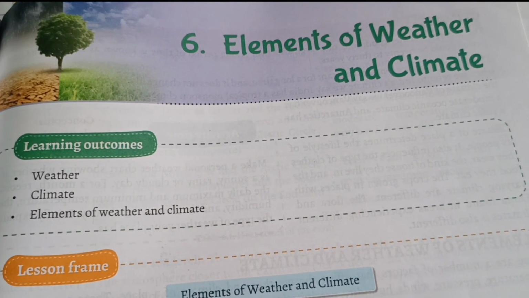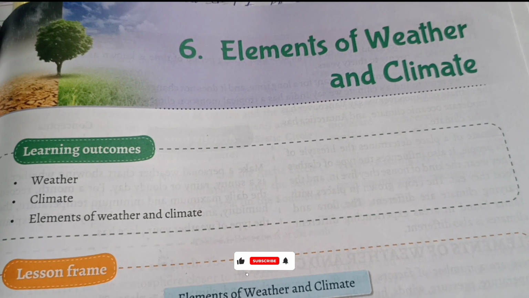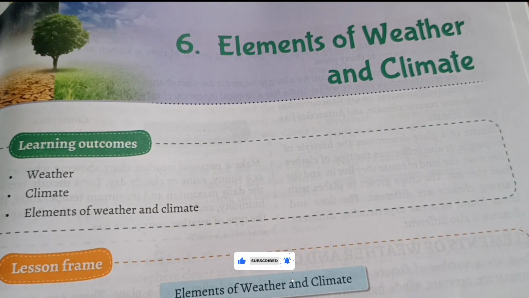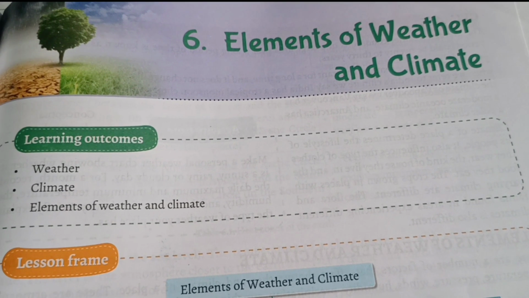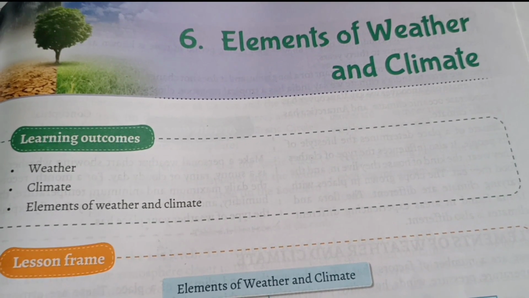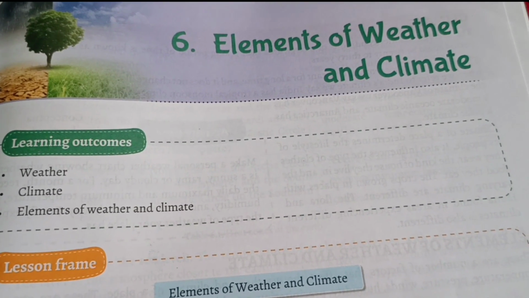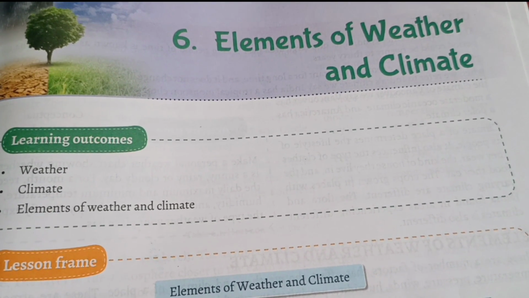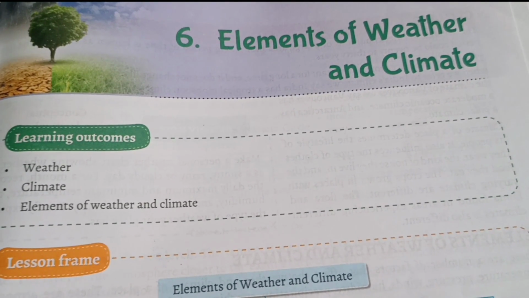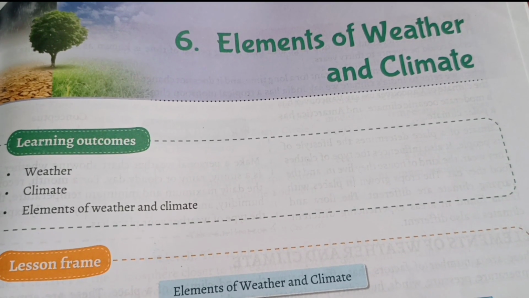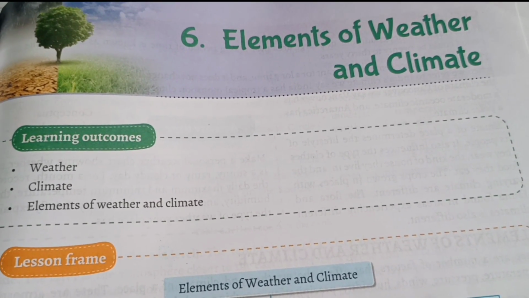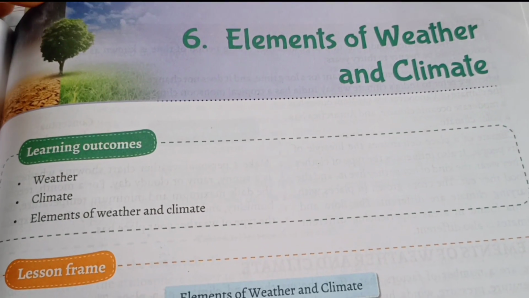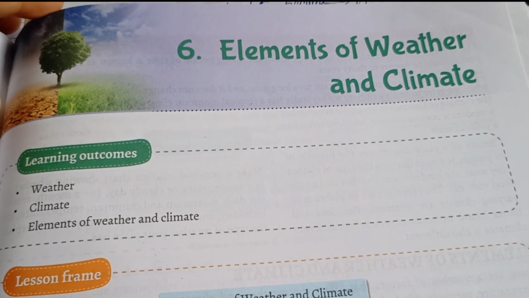Today I am going to give you the exercise question answers from chapter number 6, class 7 geography, elements of weather and climate. I have provided the inside question answers from this chapter in the previous video. If you have missed, then please check out the description box. You will find those videos from there. There are 4 parts from inside question answers, so please check out. Okay, so let's start the exercise question answers from this chapter.